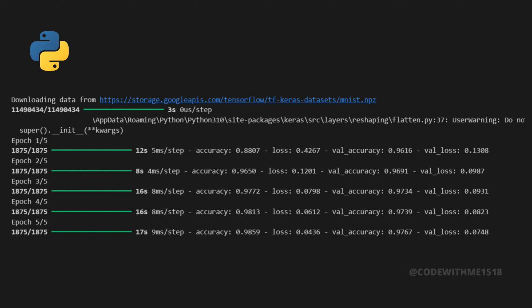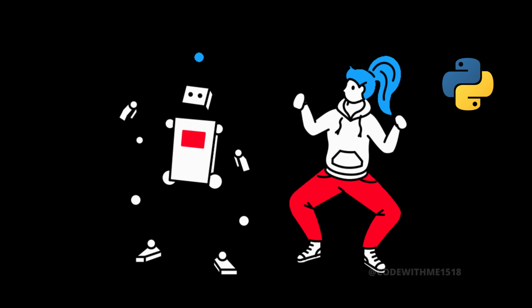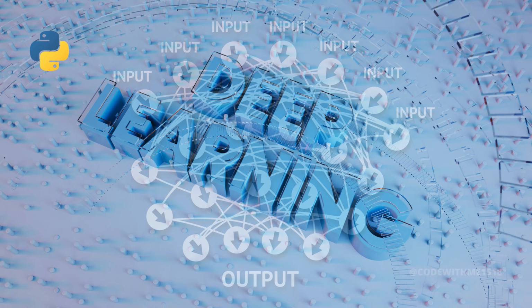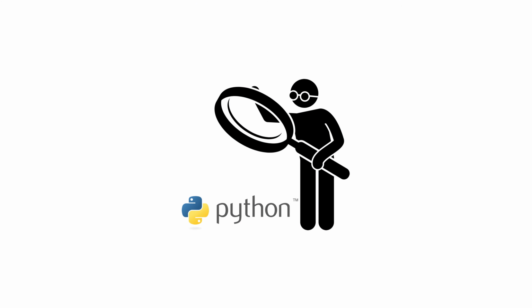And there you have it! We've built a basic neural network that achieves over 97% accuracy on the MNIST test set. That's the power of deep learning. That's a wrap for day 50 of our 100 Days of Python series. Today, we introduced you to deep learning, explored neural networks, and built a simple model using Keras.